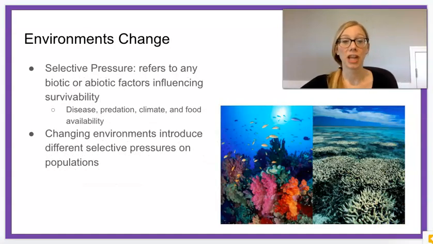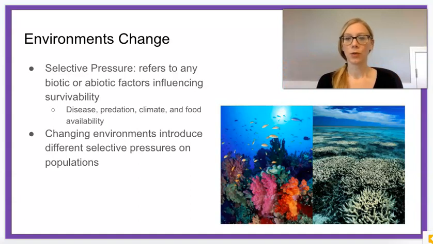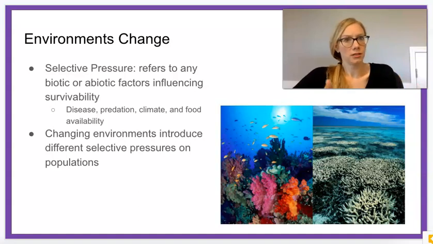So environments change, right? Selective pressures, we say, influence this. This refers to any biotic or abiotic factor that influences survivability. This might be disease that could hit, or predation, right? What eats it, or the climate changing, or the food availability. All of these things are going to help select for what organisms have advantageous traits, right? And environments introduce different selective pressures on different populations, right? When it changes, what can survive?